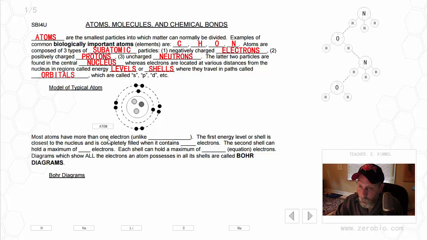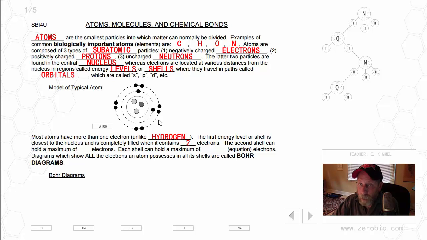Most atoms have more than one electron, unlike hydrogen. Hydrogen is atomic number 1, and it only has 1 electron. But most atoms have more than 1 electron. The first energy level or shell is closest to the nucleus, and that's what we talked about here. It can only hold a certain number of electrons. It can hold 2 electrons, and I've drawn 2 electrons here in this first energy level. Imagine that there's just no more room closest to the nucleus. They'll bump into each other or whatever. So it can hold 2 electrons.